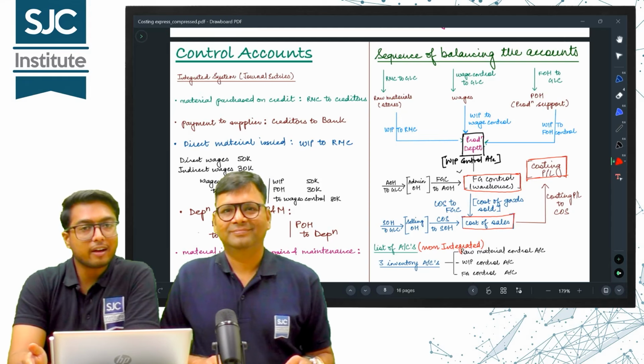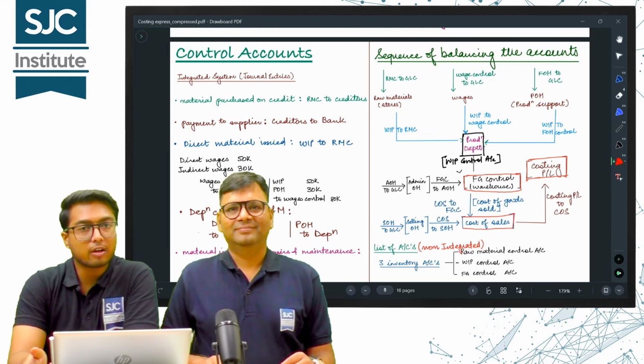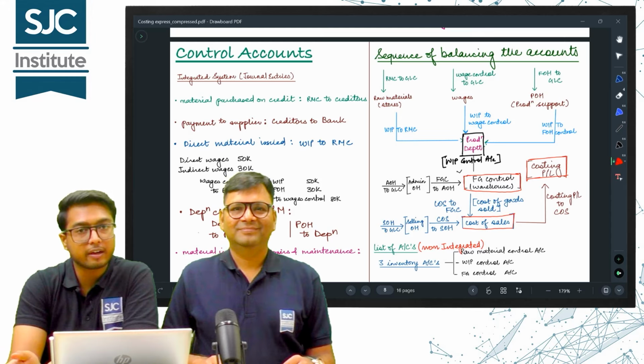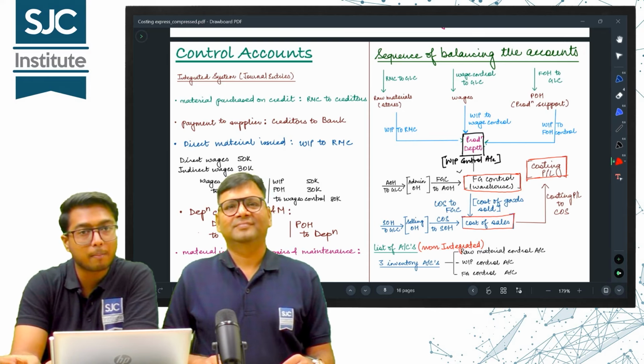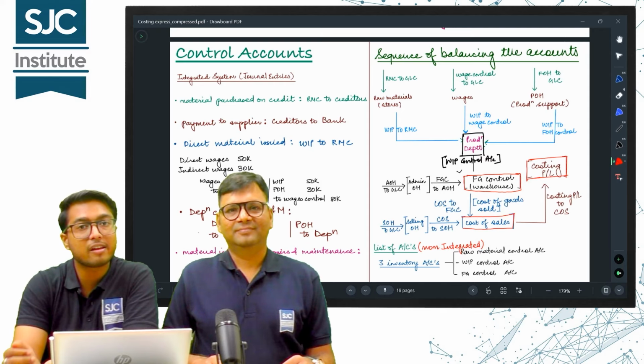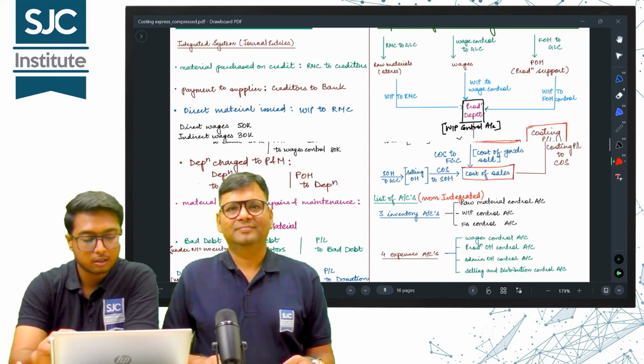Control accounts. Under control accounts, we maintain either a non-integrated system or an integrated system. Under the non-integrated system, costing accounts and financial accounts are maintained separately, whereas in the integrated system, both are combined in a single set of books. In the non-integrated system, a reconciliation statement is also required.